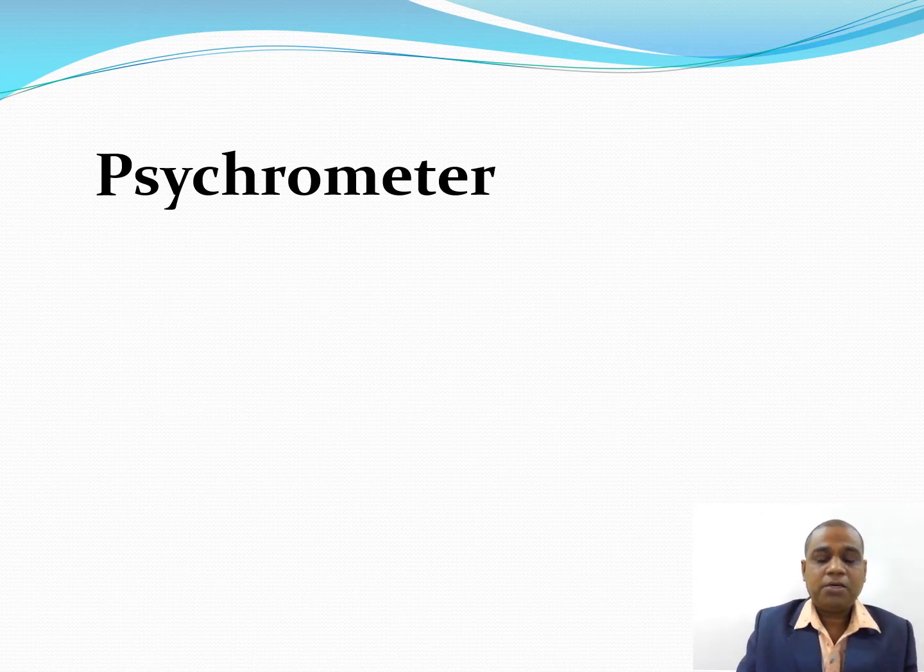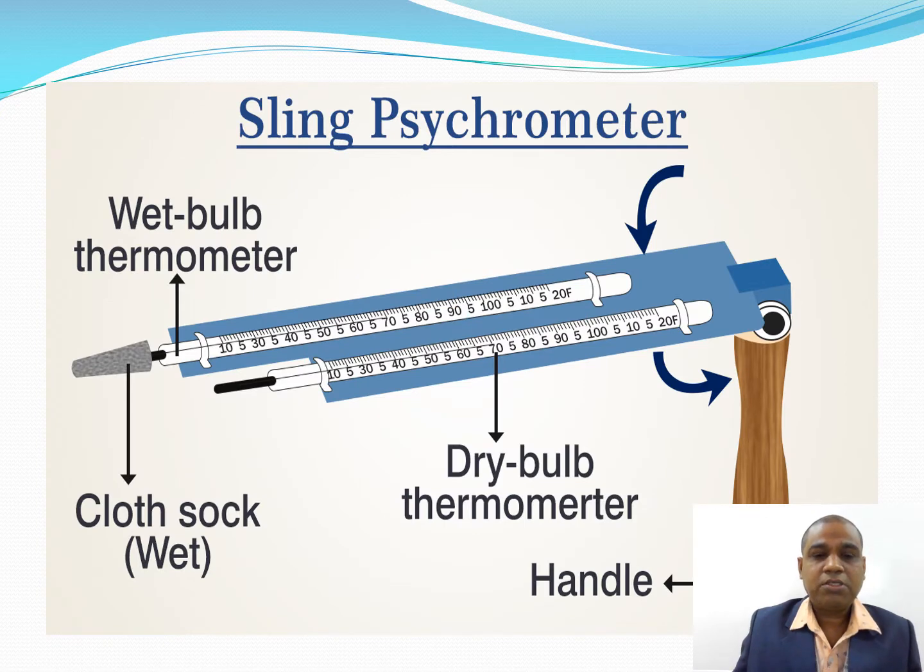Similarly, we have to measure the temperature of air. Two types of temperature: one is a dry bulb temperature, and the second one is a wet bulb temperature. And for measuring the temperature of air, we are using a sling psychrometer. So this is the figure, sling psychrometer.